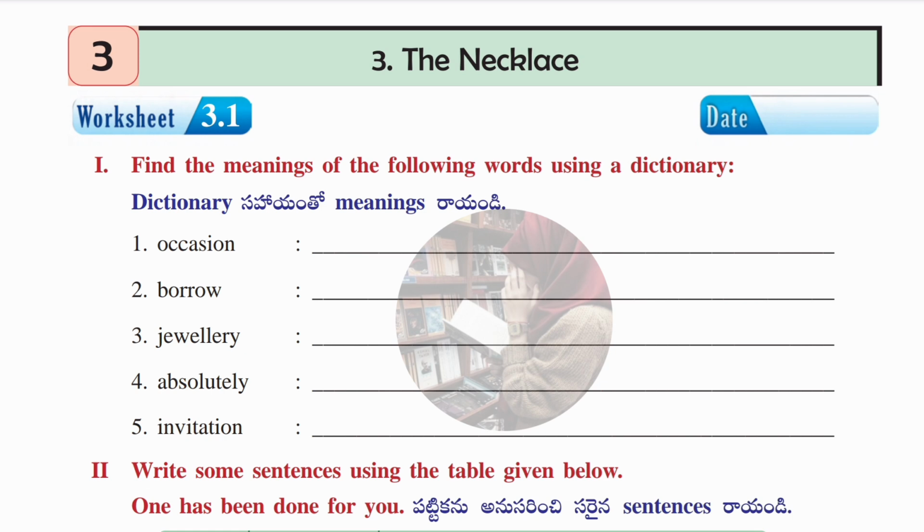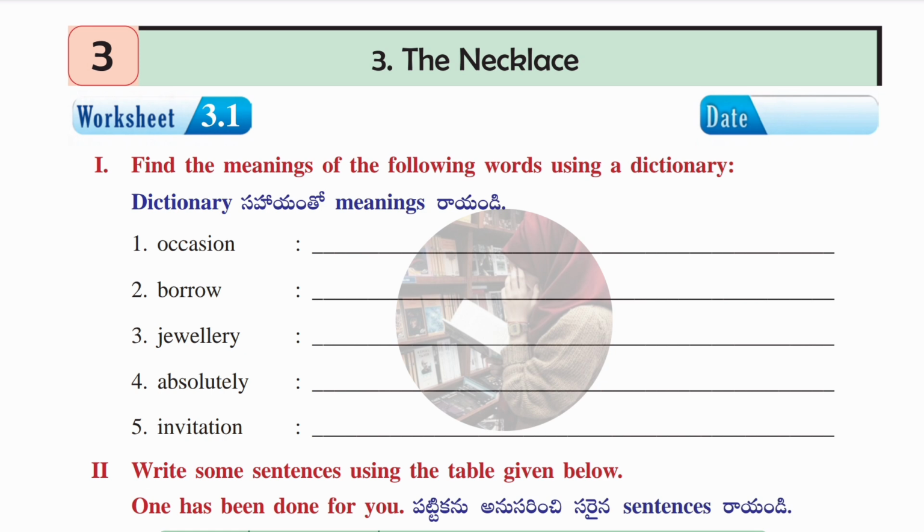So our first worksheet is worksheet number 3.1. Okay, in the first Roman, what we have given: find out the meaning of the following words using a dictionary. Here you have given some words. Those words' meanings you have to find out. You can take the help of a dictionary, or else you just google that word and find out the answer and write it down here in the blank. Okay, here we are going to see.